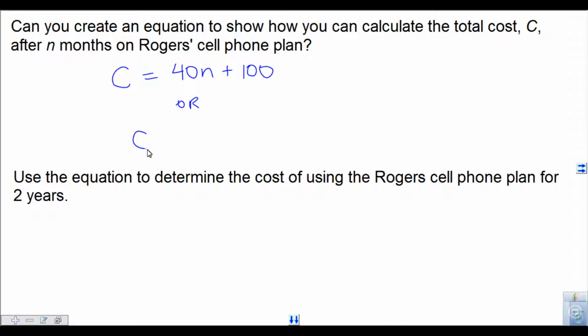Or you can write this as $100 plus 40 times however many months. You can just switch it around. Okay, so there's 2 forms of this equation that we can use to represent how we calculate the cost.